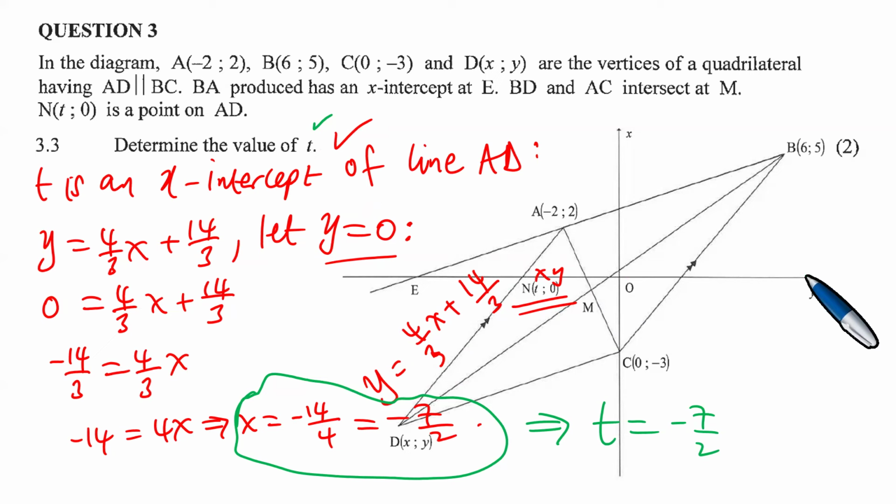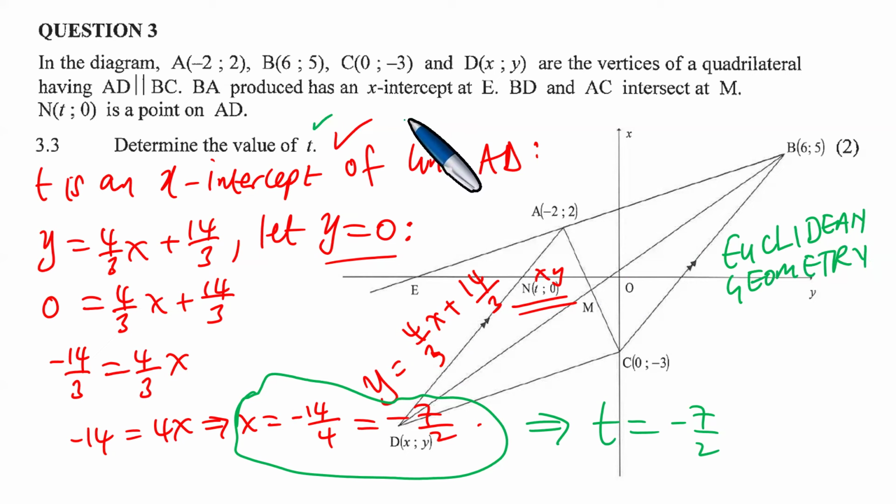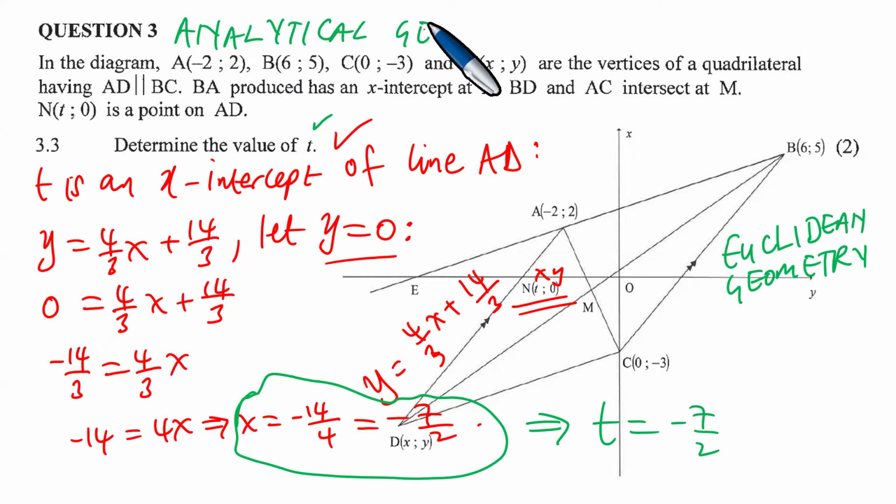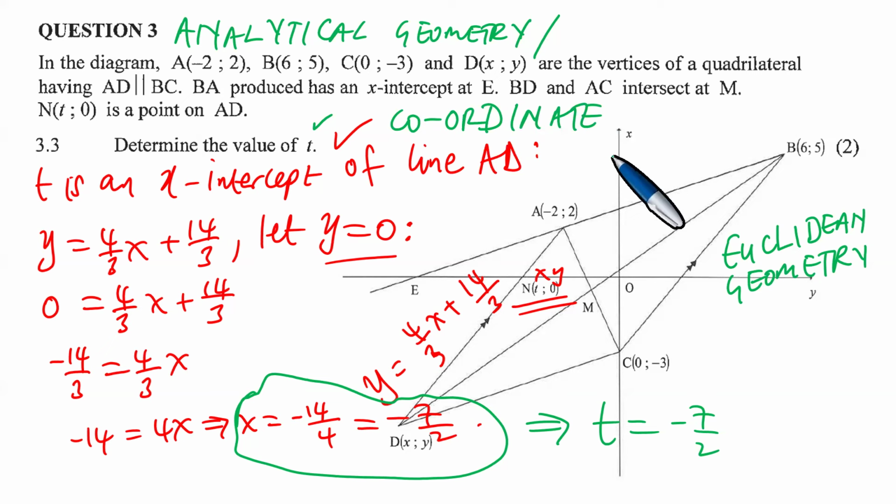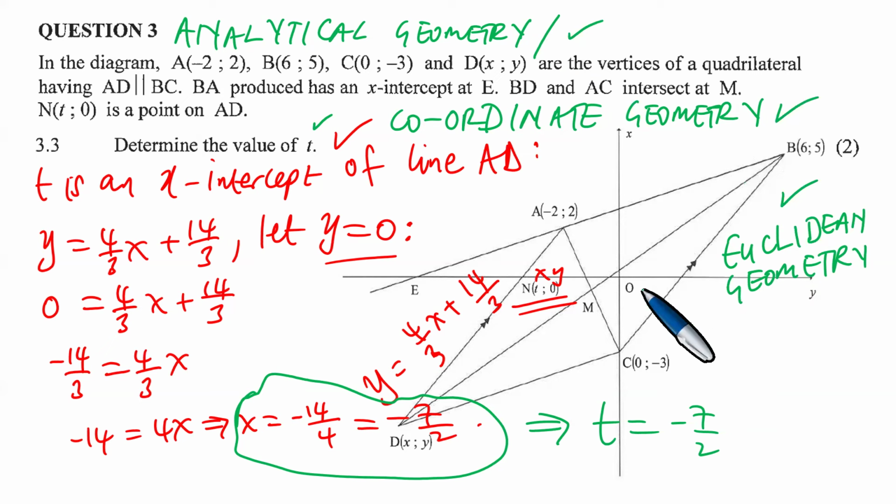I must thank you guys for joining us, and it was exciting discussing geometry with you. We first looked at Euclidean geometry. And the kind of geometry we're looking at right now is called analytical geometry. It's also called coordinate geometry. So we looked at two geometries this afternoon, Euclidean geometry and analytical geometry, also called coordinate geometry.